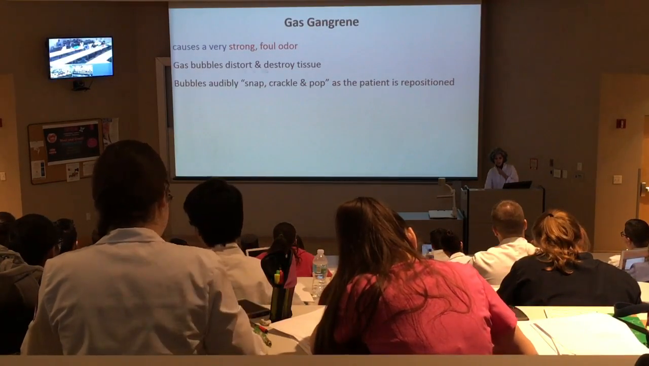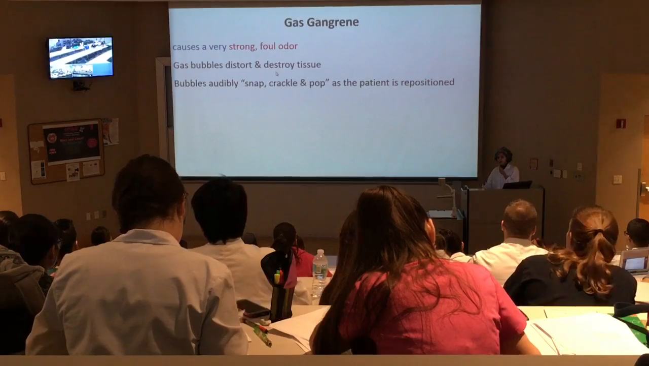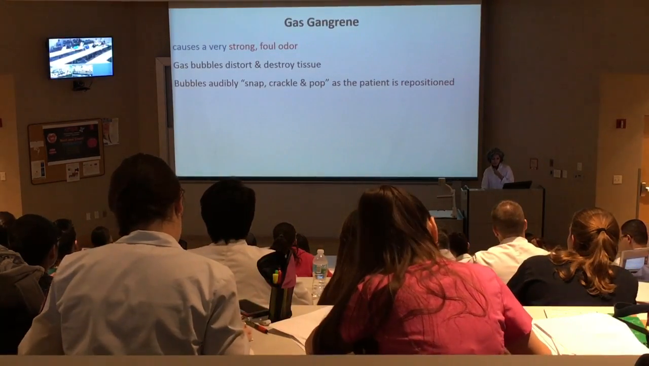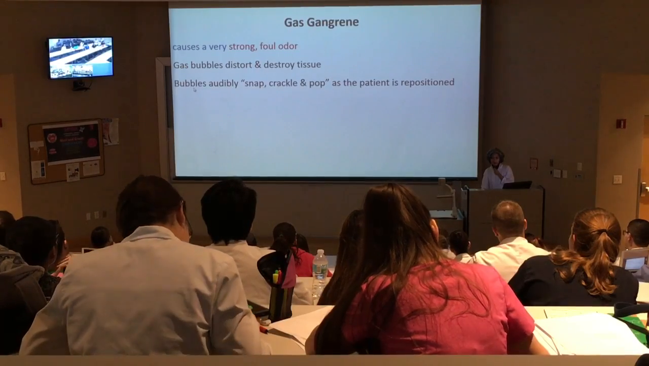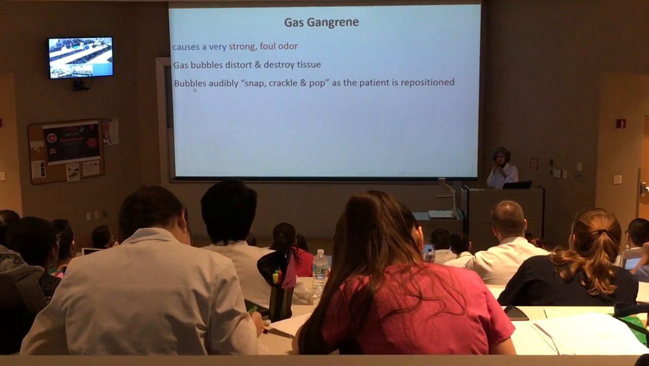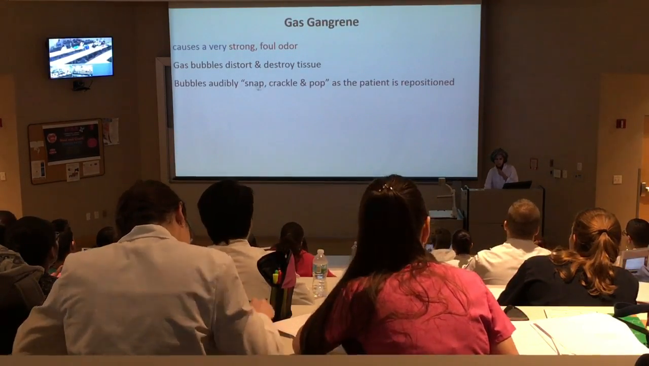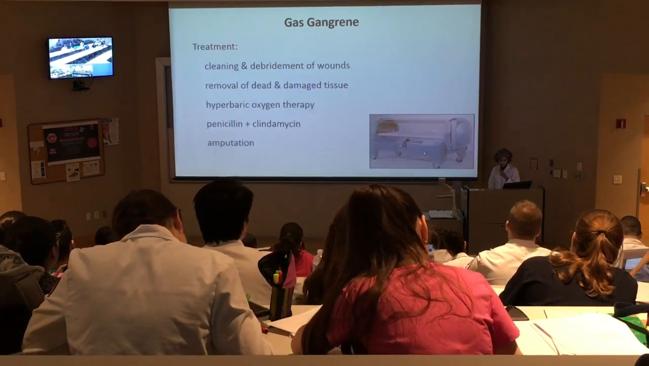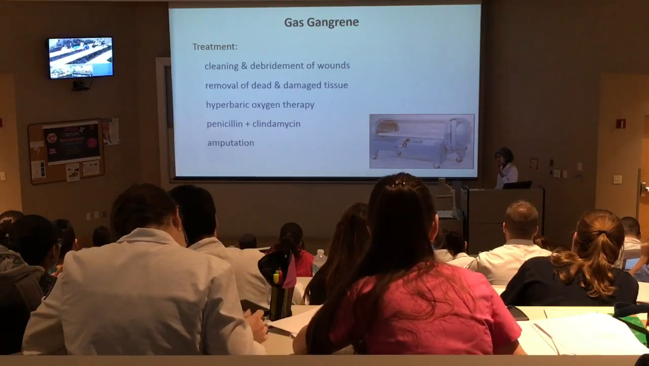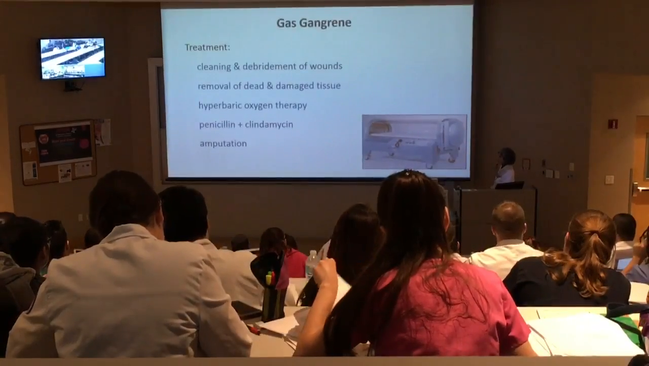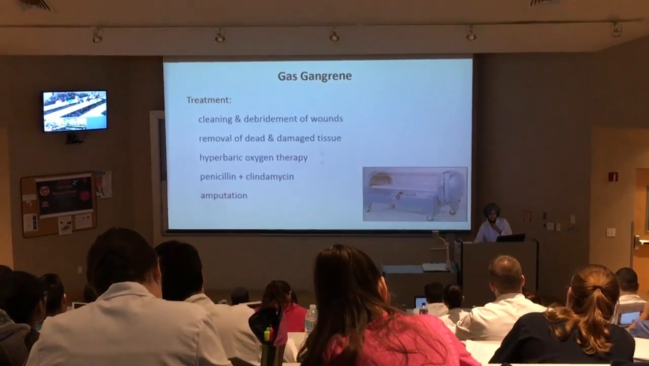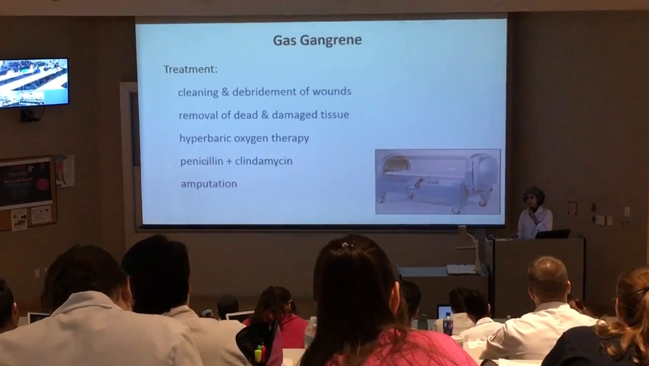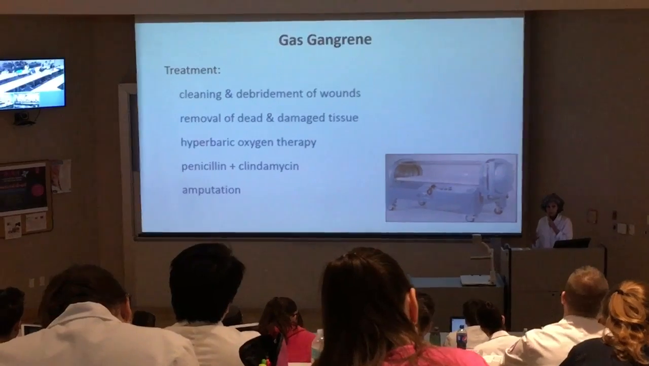There may be gas bubbles that distort the tissue and contribute to necrosis. You may actually be able to feel the gas bubbles, those snap, crackle, pop as the patient is repositioned. Okay? How do we treat gas gangrene? That becomes important. If you don't do all of this, you may end up having to amputate a limb so that you can save the rest of the patient, right?